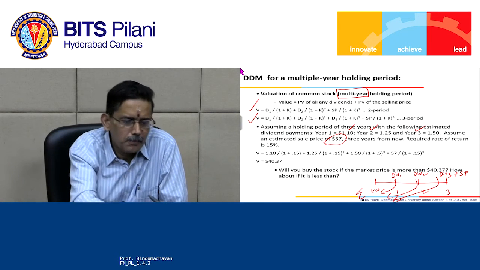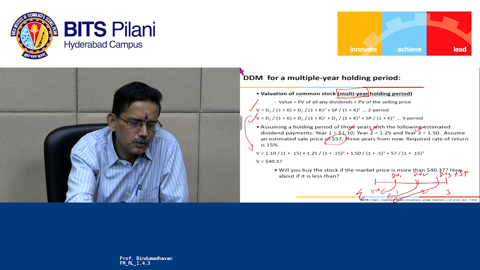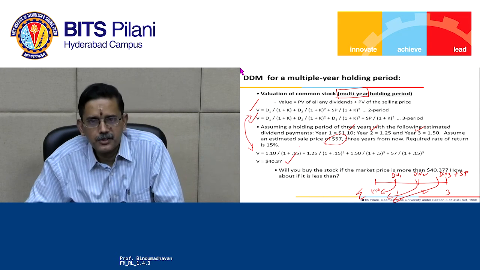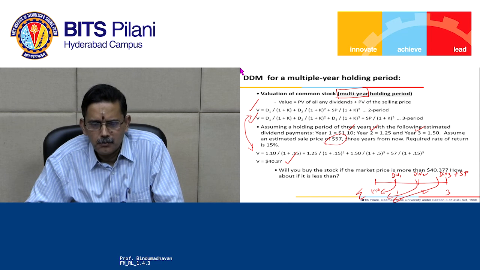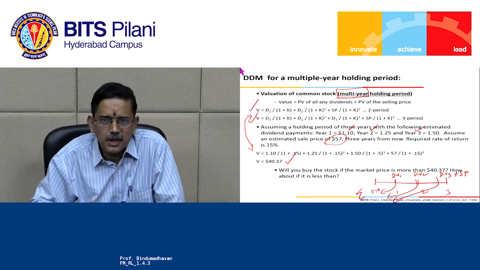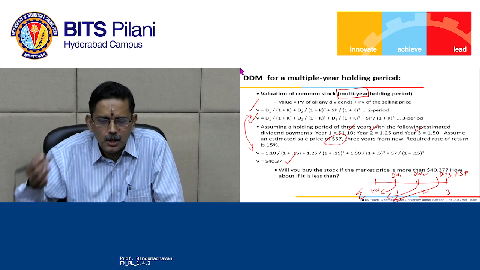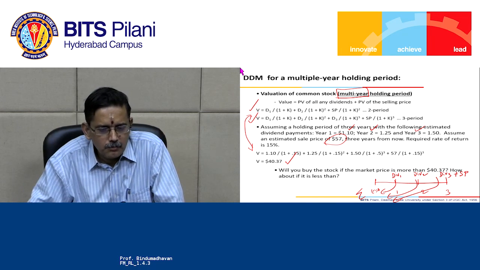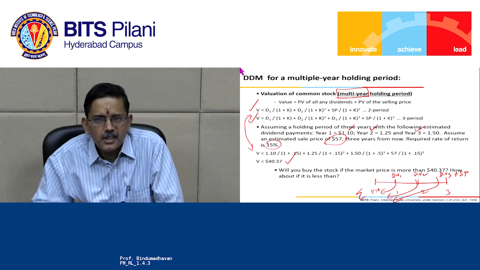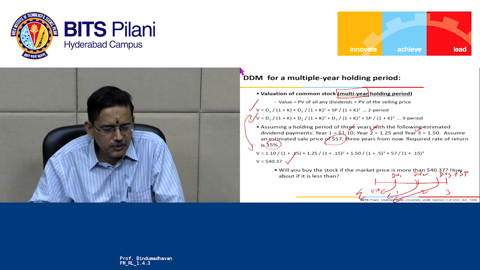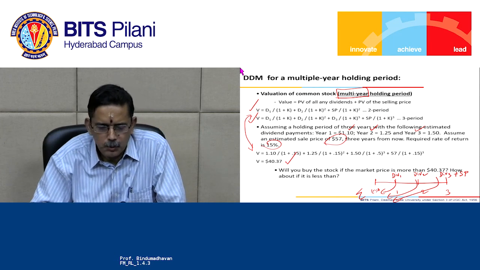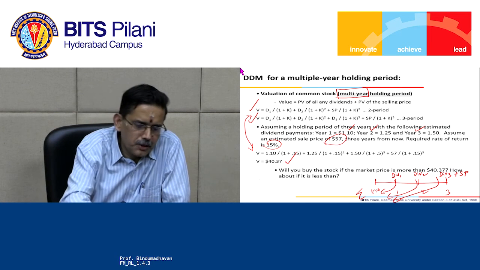All we are doing is plugging the data into this formula, and we get this answer, which is $40.37, right? Very straightforward, because we know all the dividends and we are given the selling price also. These are all the assumptions, and we are given the discount rate, which is 15%. So we discount the cash flows at 15% and add them up, and we get 40.37.